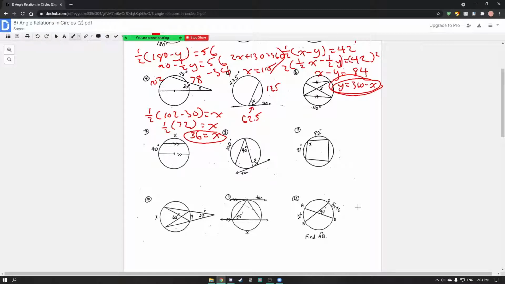Tangent chord theorem. I think you're right. Yeah, I'm not too sure though. No.